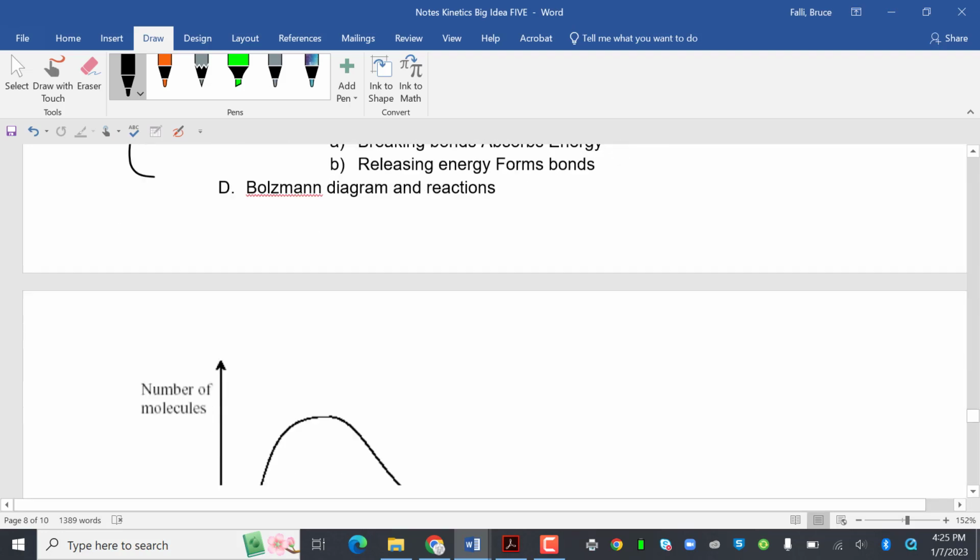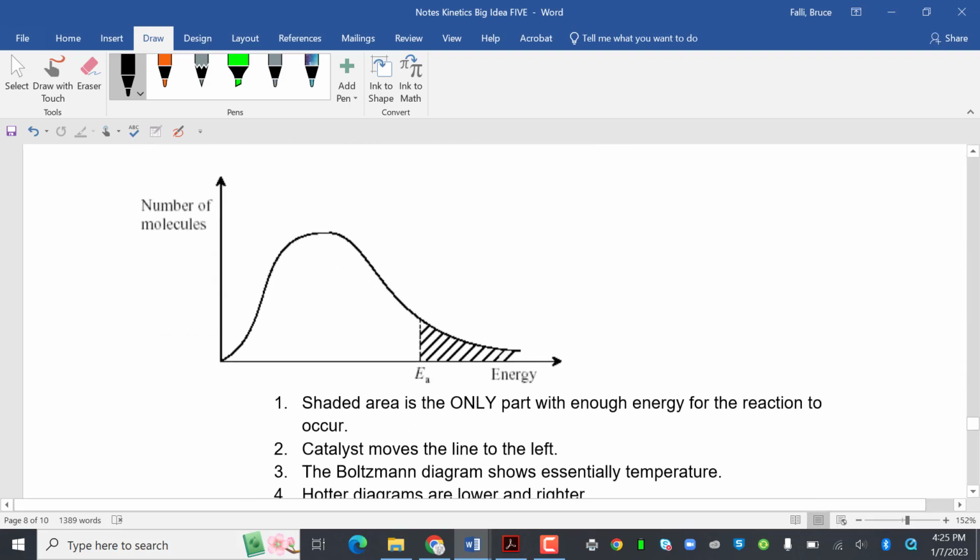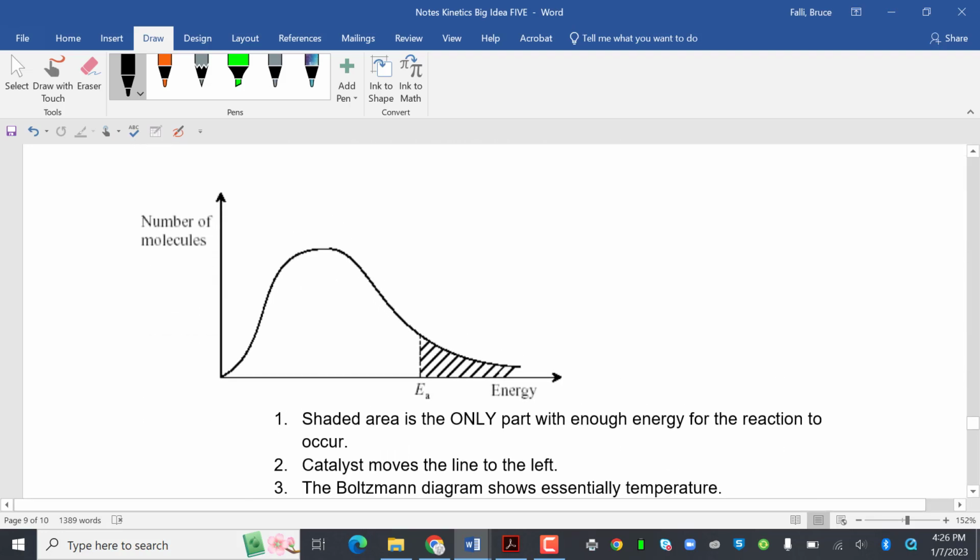And then we have Boltzmann diagrams. So here's a little Boltzmann diagram. We talked a little bit about activation energy. The shaded area is the only part with enough energy for the reaction to occur. That means still maybe not.